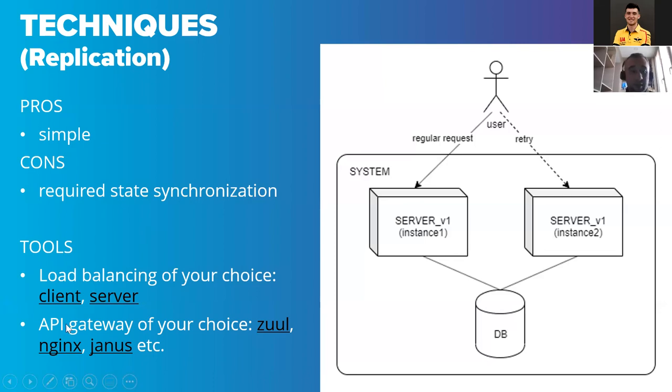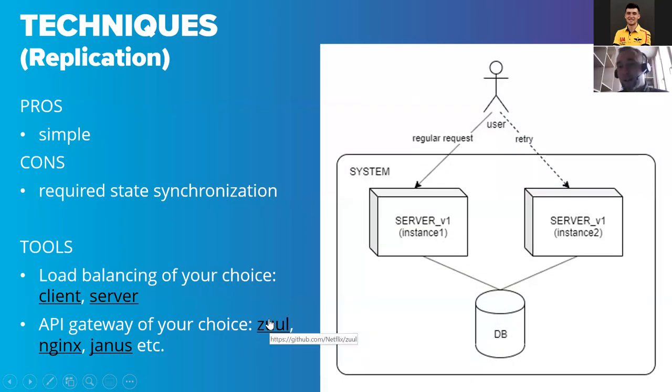Besides that, we have tools, or even subsystems, called API gateway. This API gateway not only does load balancing, it actually does many additional things on top of load balancing itself. I think you may be familiar with it, but if you're not, I will provide you, for example, with Zuul. This is also an API gateway, originally created by Netflix, but now it is a part of the Spring Cloud package.